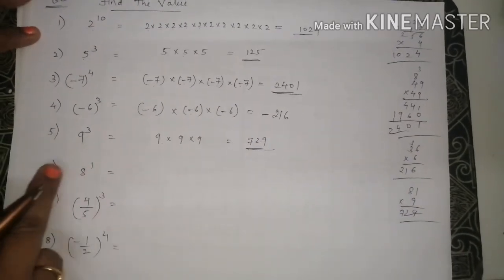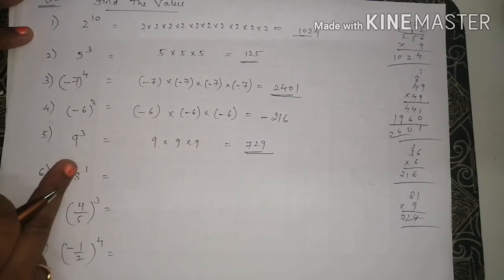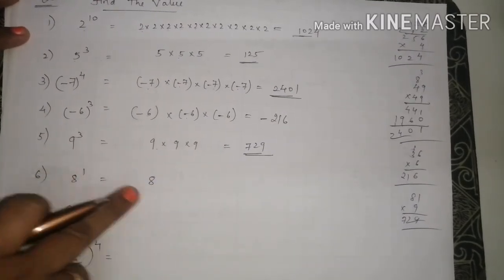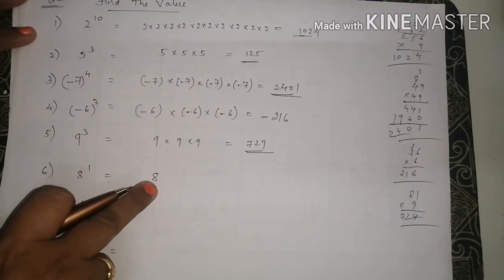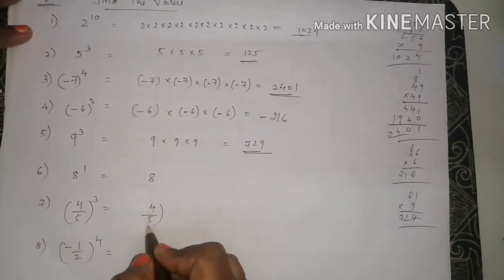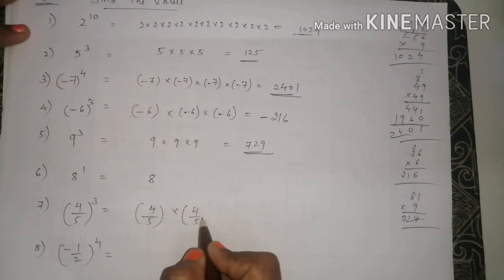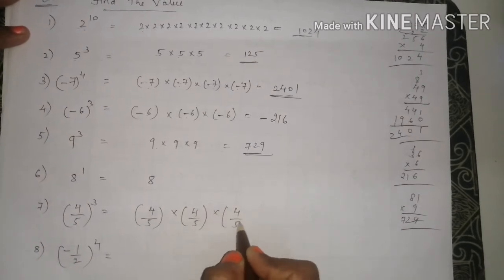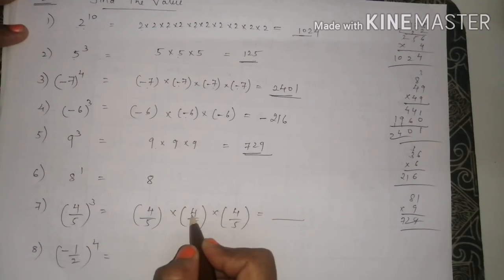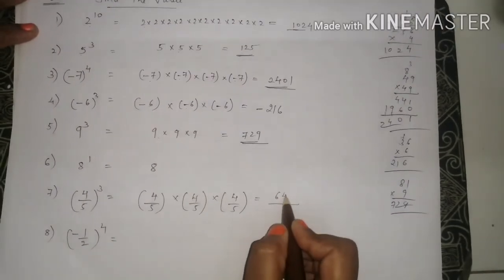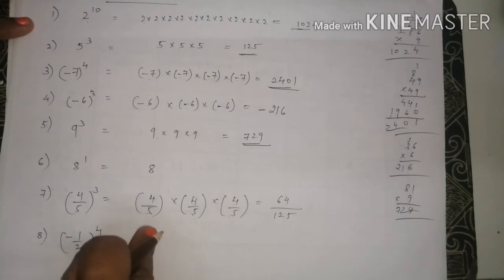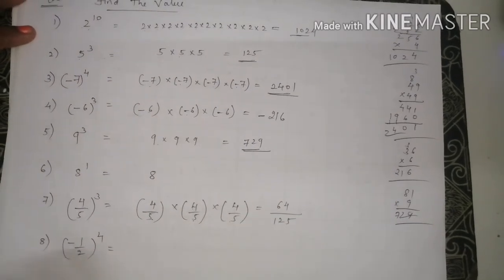Now 8 raised to 1. Anything raised to 1, the answer is the same. You have to write the same. Anything raised to 1, the answer is the same as it is. Now 4 upon 5 raised to 3. So 4 upon 5 you will multiply 3 times. Multiply all the numerators together, denominators together. 4 4s are 16, 16 4s are 64. 5 5s are 25, 25 5s are 125. So the answer is 64 upon 125.